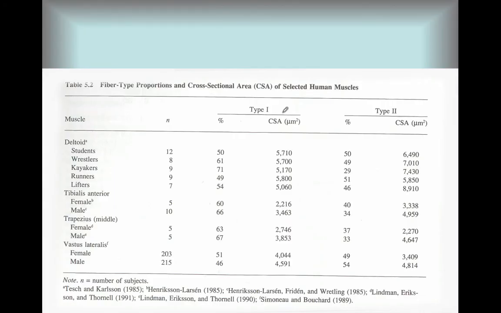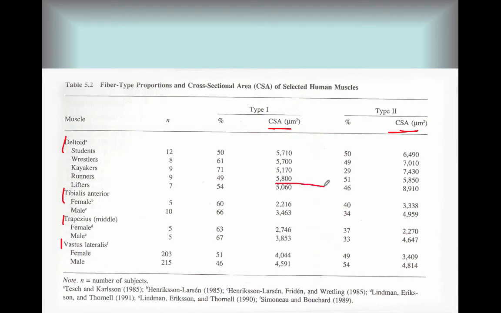Here's some other data that you can look at, comparing the cross-sectional area of the type 1 and type 2 fibers for a variety of muscles. I obviously don't expect you to memorize this stuff. But you can see that, in general, the type 2 fibers are bigger than the type 1 fibers. Let's look at the runners, though.